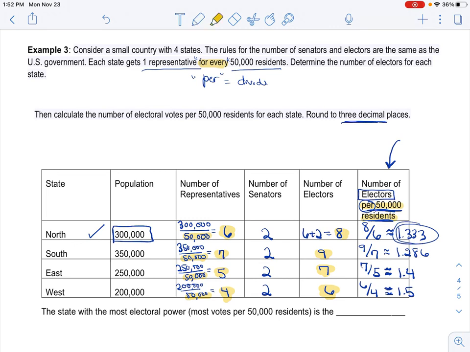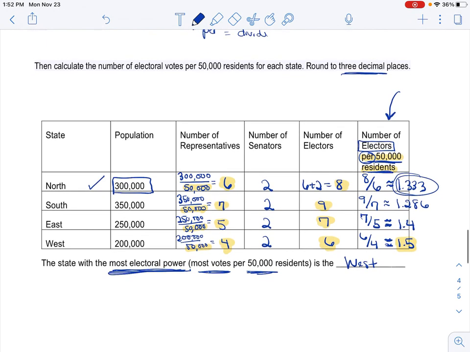And so what happens is this has the largest weight. So when it says the state with the most electoral power, okay, so most votes per the 50,000, that would be the West. Another way they might ask it in my open math is between the smallest and largest state. Well, if you look here and compare it to the rest, 200,000 is the smallest state. Okay, so it's saying that the most electoral power is actually given in this case to the smallest state because it's weighted the most.